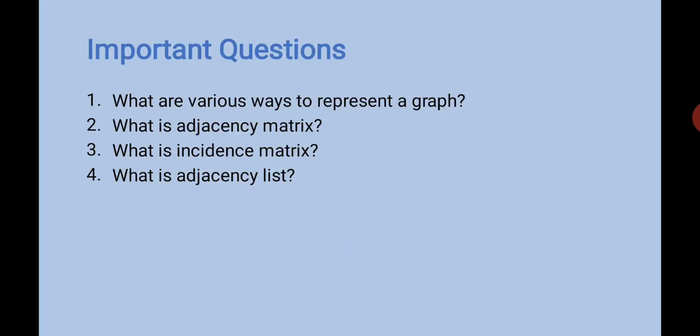So we are done, and it's a very simple topic. I hope you understood it. There is the following question that comes up: what are the ways to represent a graph, right? What is an adjacency matrix, what is an incidence matrix, and what is an adjacency list, right?